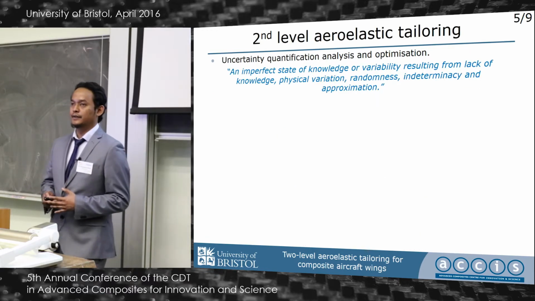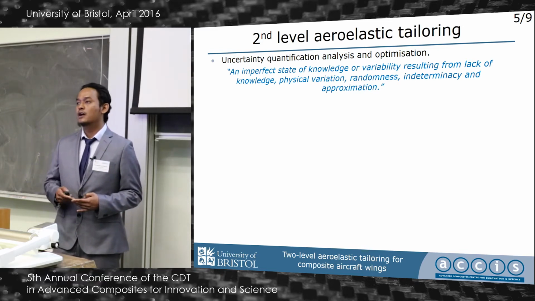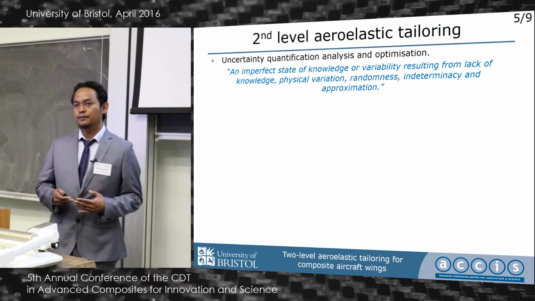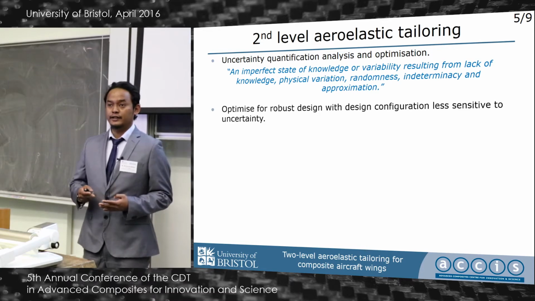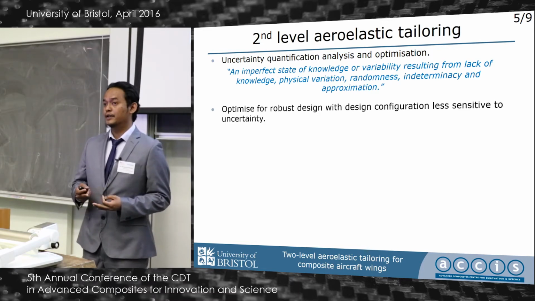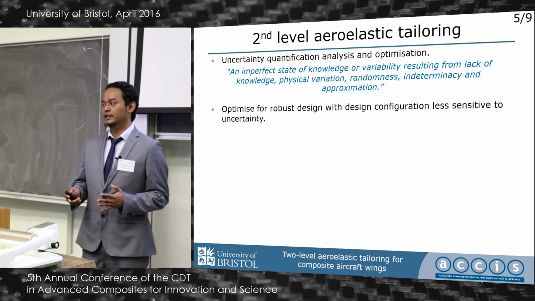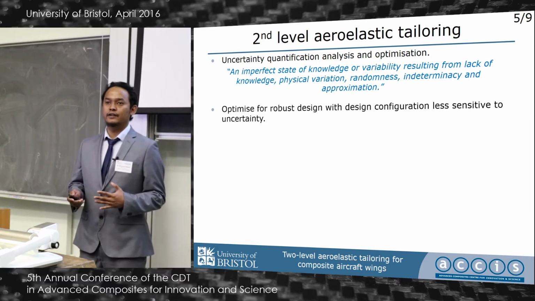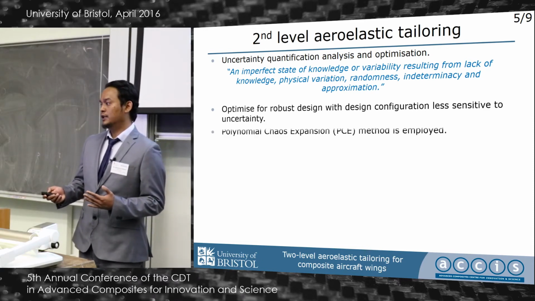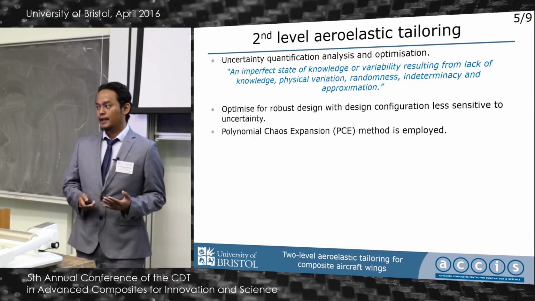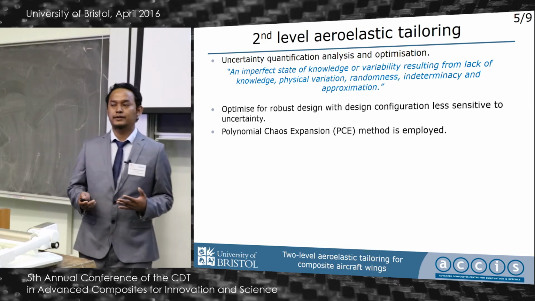The aim here is to create a more robust design configuration with uncertainty considerations. So what is uncertainty? Basically, uncertainty is the variability that results from physical variations, randomness, and also approximations made in the model. Examples of uncertainty in composite materials are ply angle error, material properties, and geometric tolerance. The aim for the second level is to optimize the structure into a more robust design configuration with less sensitivity to uncertainty. For this approach, we use the polynomial chaos expansion method, and the parameter for uncertainty is the moduli of the composite material itself.